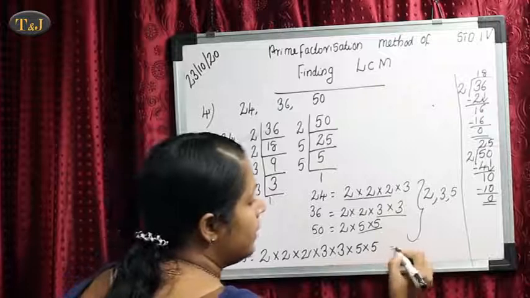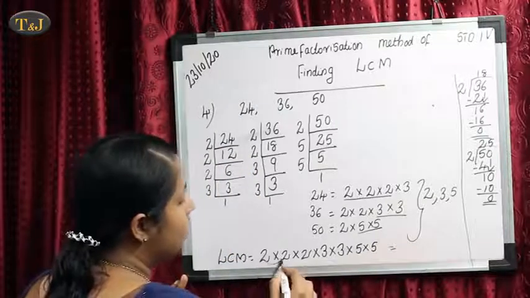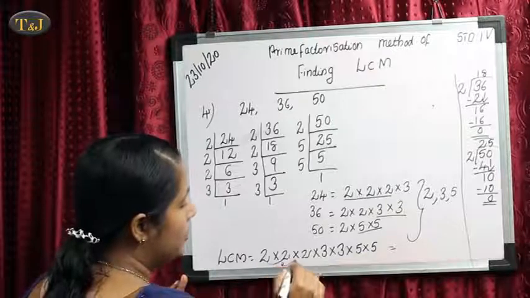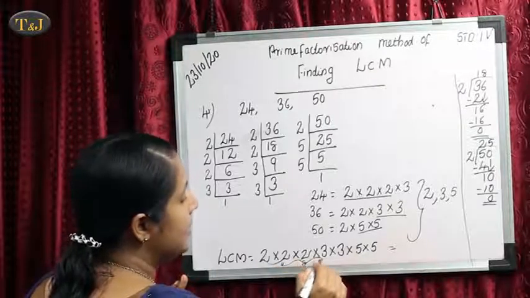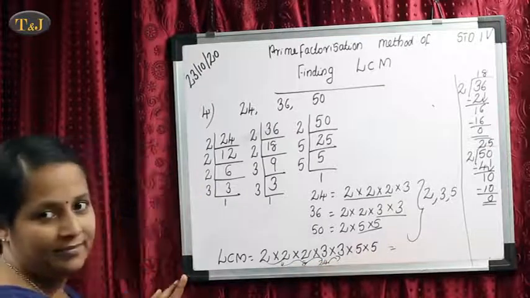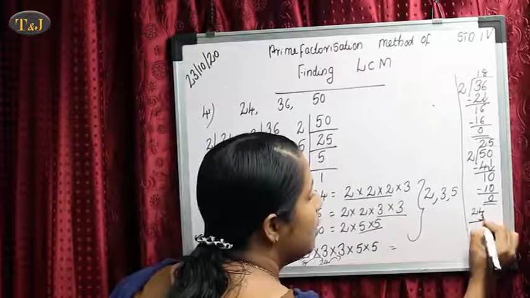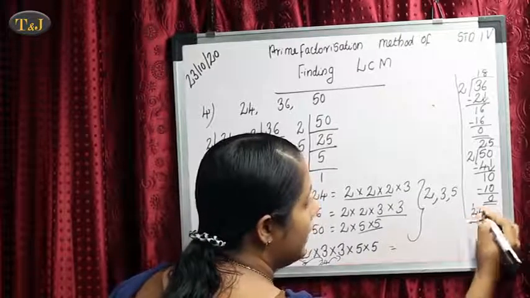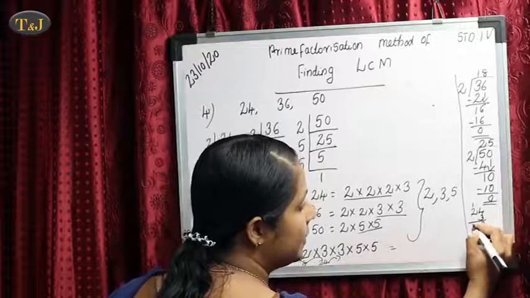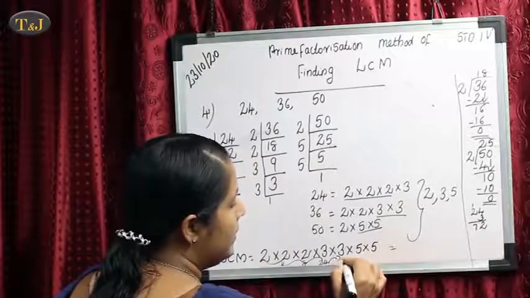Next we want to multiply these prime numbers. Then 2 2s are 4. 4 2s are 8. 8 3s are 24. Then 24 multiply 3: 4 3s are 12, then 1 balance. 2 3s are 6. 6 plus 1 equals 7. So 24 multiply 3 equals 72.